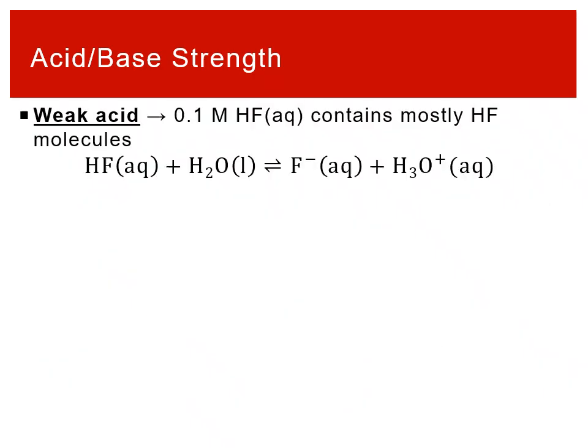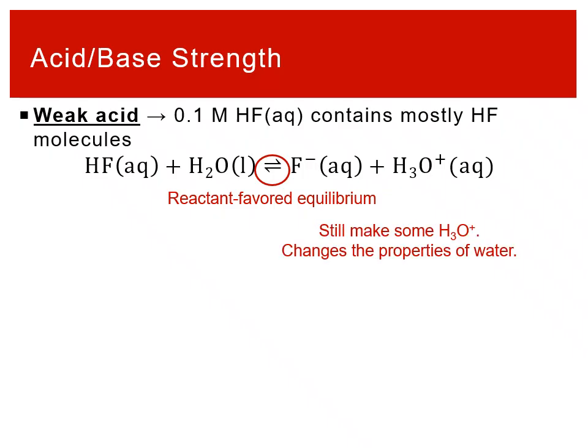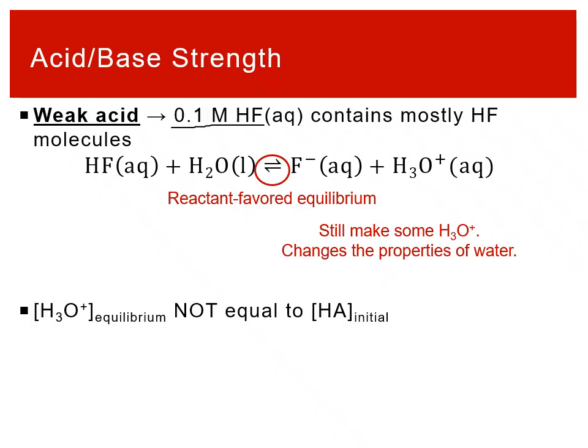For a weak acid, for example, hydrofluoric is a weak acid, when you prepare a solution of that, it's a reactant-favored equilibrium, the reaction with water. So you still do make some hydroniums. The weak acid HF does react with water somewhat. Hydroniums are produced. There you do change the properties of water because pure water has 10 to the negative 7 hydronium. So a weak acid doesn't have to make a ton in order to cause a change. And so the concentration of hydroniums at equilibrium is not equal to the initial concentration. So this 0.1 molar HF that you started with is not going to lead to 0.1 molar hydroniums in a weak acid solution.